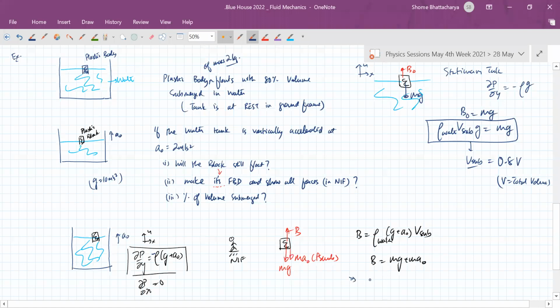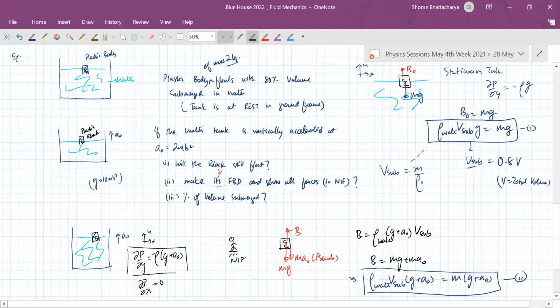Now, when we look at this equation here, density of water into volume of submerged part into (g plus a naught) on the other side has to be equal to m into (g plus a naught). So when we compare equation 2 with equation 1, we see here that this is what was given to us, that 80% of the volume was submerged. So from the second equation, if you compare with respect to the first equation, you're getting the same formula for volume submerged.